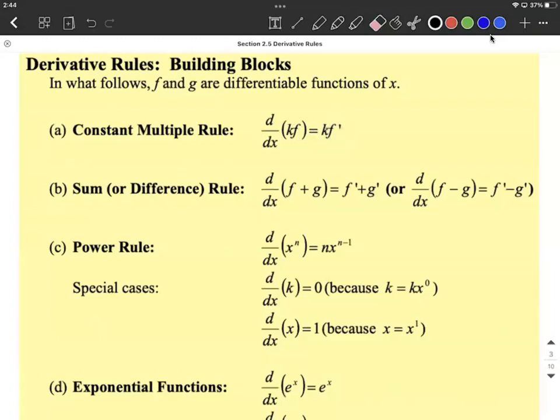The sum or difference rule. If we have multiple different terms, we can treat these as individual little problems, like little individual functions. Take the derivative of each one individually and keep the same sign in between. That works for either sums or differences.